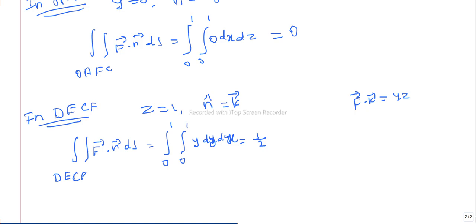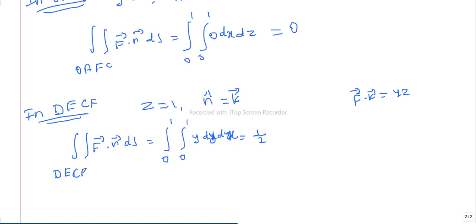Therefore, if you take the upper side, the region is 1. If you take the lower one, you get 0, because we have already y z. If we substitute z equal to 0, that should be 0. So if you take the bottom side, OA GB, in the bottom, the integral over f dot n vector ds should be 0, because z equal to 0 and the n cap should be minus k. Anyway, the answer is 0.